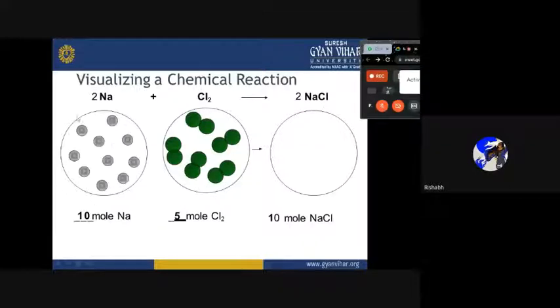Okay, so suppose if we are taking here 10 mole of sodium and 5 mole of chlorine, then the product is having 10 mole of NaCl, right? 10 mole of chlorine as well as 10 mole of sodium, because on the left hand side we also got 10 mole of sodium as well as 10 mole of chlorine atom, not chlorine molecule, because when we are talking about chlorine molecule, then we have only 5 mole. Okay, so number of moles are going to be same in both the sides of a chemical reaction equation.